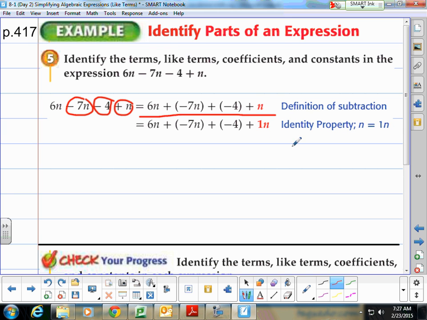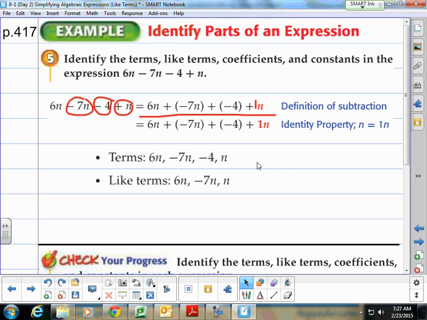Again, the identity property is n is the same as 1n, so you can just put a 1 right in front there. So just some things to rearrange before you start looking at the parts. So the terms, remember, each term is its own separate part. So there's 4 terms: 6n, -7n, -4, and 1n, which is just regular n. The like terms are the ones that have the variable n. So 6n, -7n, and 1n are like terms.